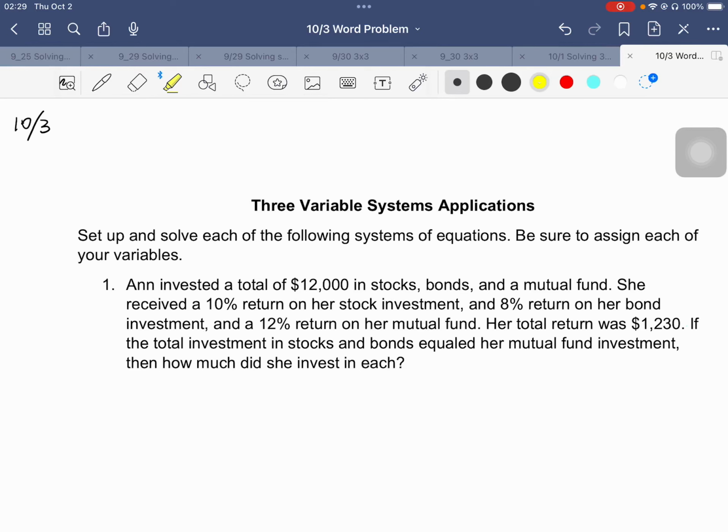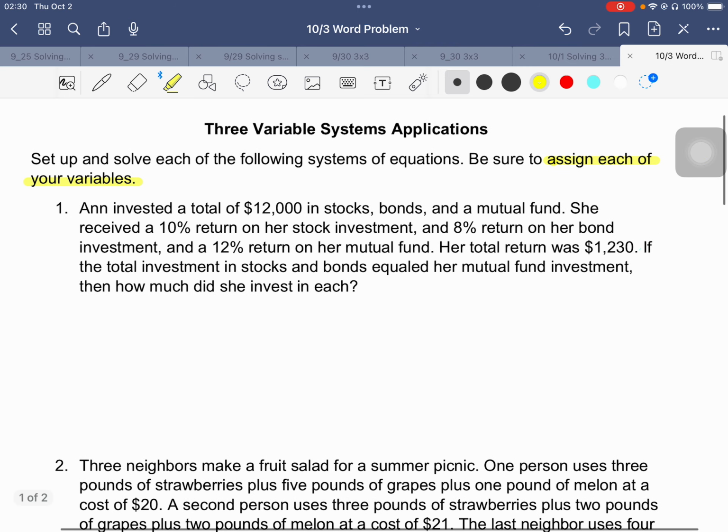Today, let's solve a three-variable system of equations in a word problem. If you see a word problem to solve a system of equations, the first step is always to assign each of your variables. Let's look at question 1. The first step is to assign variables, and I want to assign my stocks to be X, bonds is Y, and mutual funds to be Z.